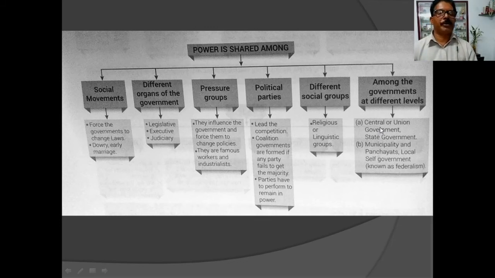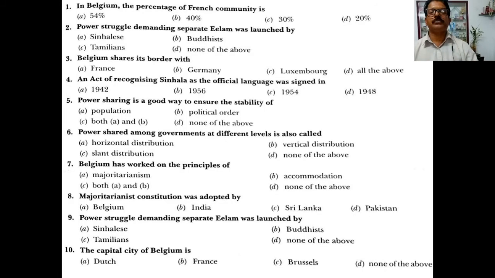How power is shared by different organs of the government is called horizontal power sharing. And the opposite of horizontal is called vertical. When power is shared among various levels of government, it is called vertical. Then we saw how power is shared by different social groups, religious or linguistic groups. So I think these are the questions that we have already done. What are the modern forms of power sharing?